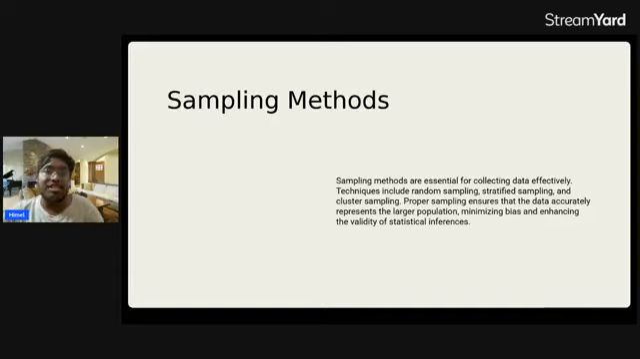Effective data collection is essential for accurate statistical analysis. Sampling methods such as random sampling, stratified sampling, and cluster sampling ensure that the data we analyze is representative of the larger population. Employing proper sampling techniques minimizes bias and strengthens the validity of our conclusions, which is especially important when drawing inferences from the data.